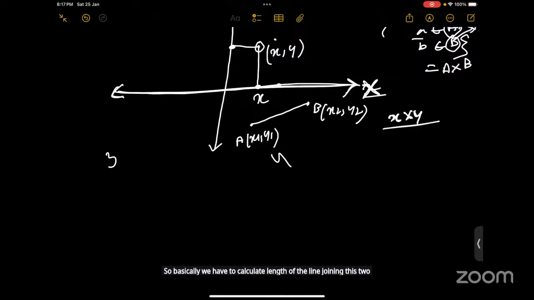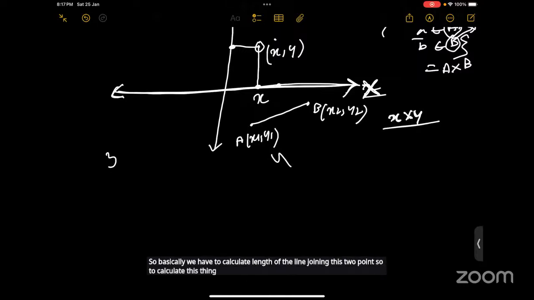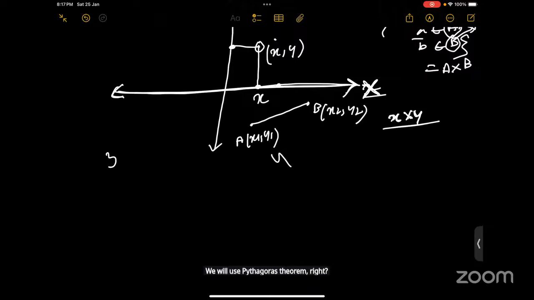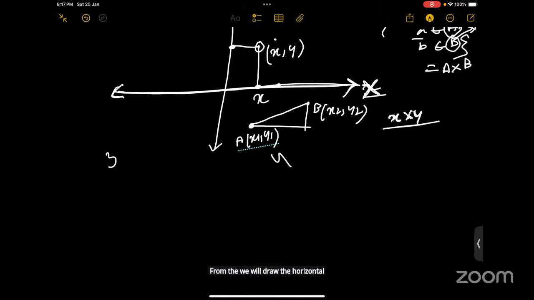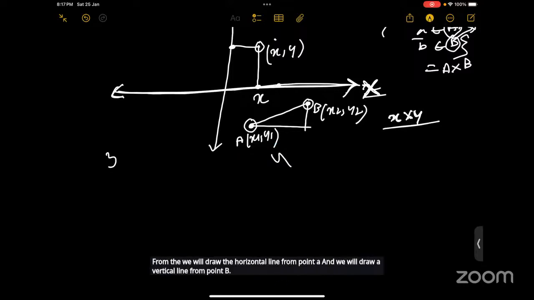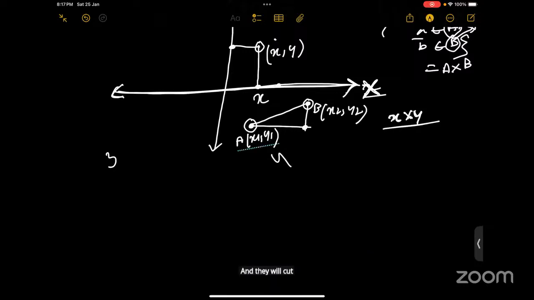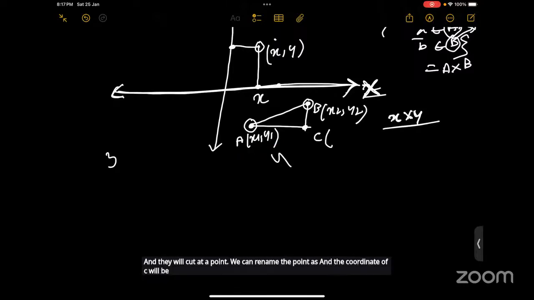So to calculate this, we will use the Pythagoras theorem, right? That you already know, right? So basically what we will do is draw the horizontal line from point A, and we will draw a vertical line from point B, right? And they will cut at a point. We can rename the point as C, and the coordinate of C will be what? Anyone? What will be the coordinate of C?